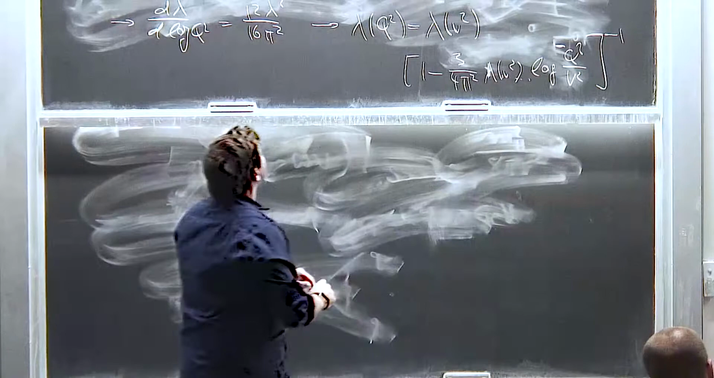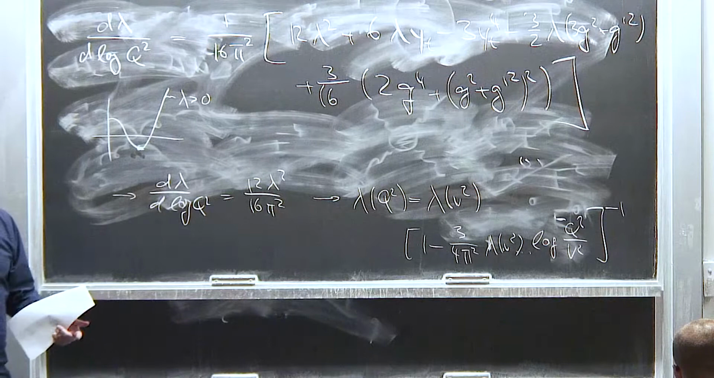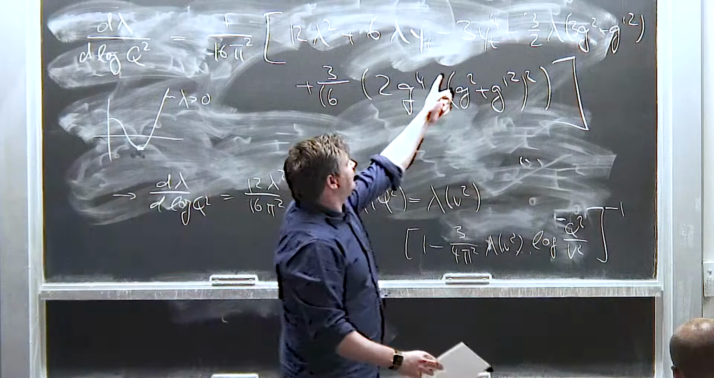Also important is the top Yukawa coupling, because that's of order 1. The top mass in units of VEV divided by square root of 2 is roughly 1. So this is quite a big parameter as well, and it has a negative sign because of Fermi statistics.